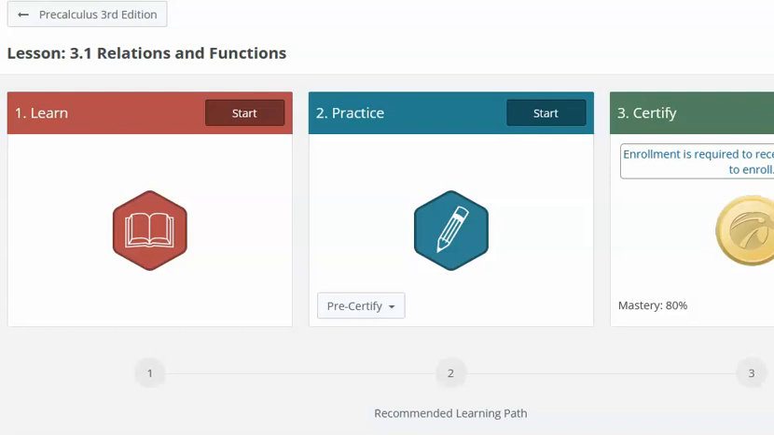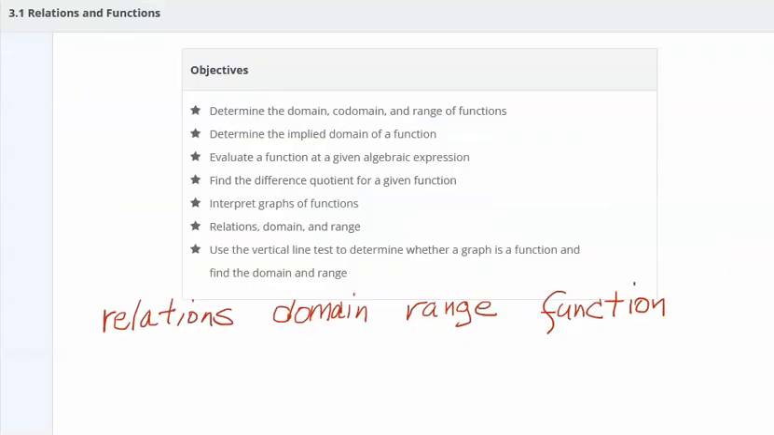As we go into Chapter 3 now, we're taking a look at Topic 1, Relations and Functions. Here I'd like you to take some background notes on some key words that we'll be using throughout this section as part of the objectives, and that is relations. Now, what does this word mean?